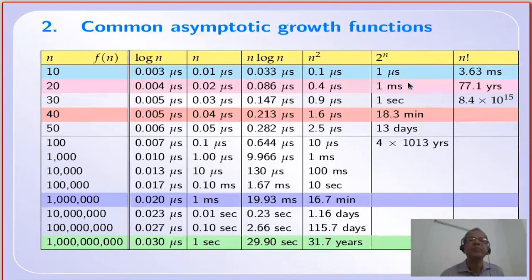Before we proceed further, we want to take a very quick look at the popular asymptotic growths of running times. Common asymptotic growth functions. N is the input size. As the input size increases 10, 20, 30, 40, 50, 100, 1000, 10,000, 100,000, 1 million, 1 billion and so on, how do the running times behave? These are popular running times: n, n squared, log n, n log n, 2 power n, or n factorial.